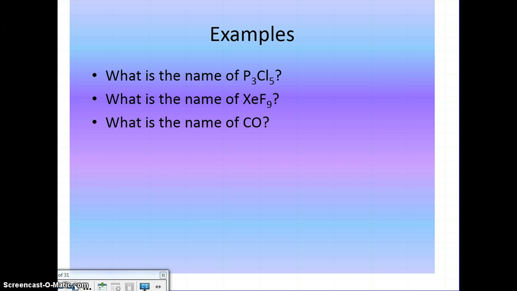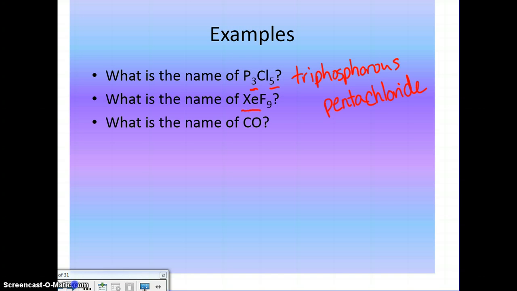All right, so here are some examples. Let's try to name these. We have 3, that's tri, so we have triphosphorus. Then we have 5, that's penta, and this Cl is chlorine, so it would be pentachloride because we changed the ending to IDE. So triphosphorus pentachloride.